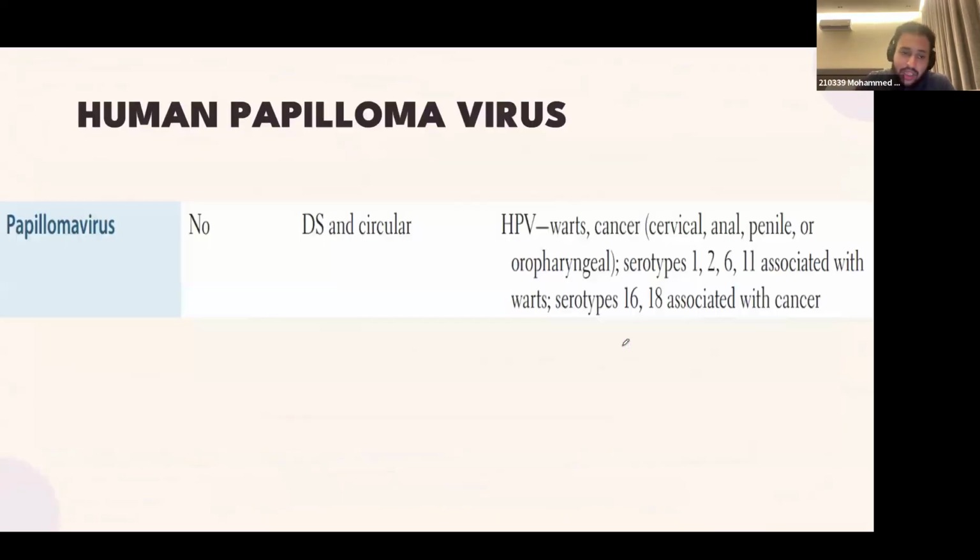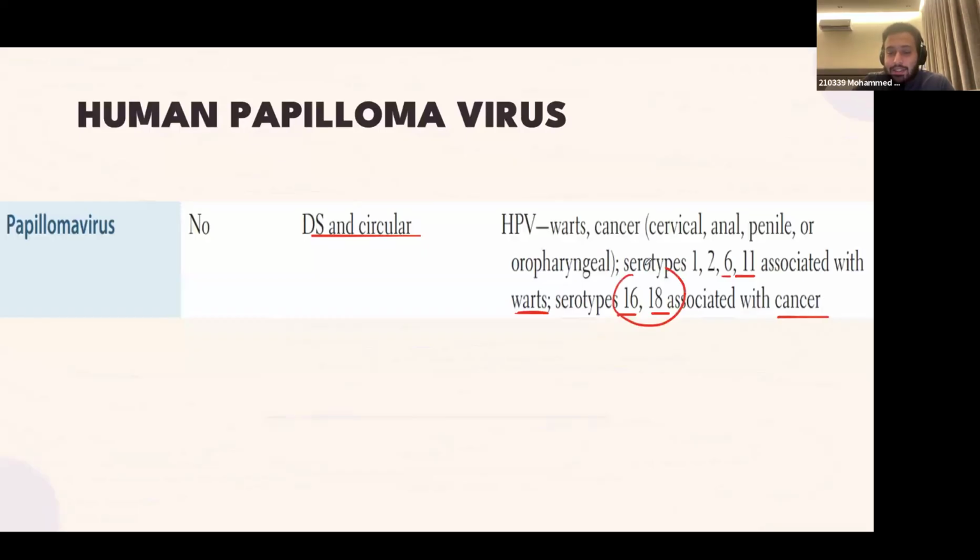Okay. Now, the most important virus or entity in reproductive is HPV. So HPV is a virus. It's double-stranded and circular. Now, this virus has many serotypes. The most important ones that I want you to remember: 6 and 11, then 16, 18. There's also 31 and 33. Now, 6 and 11 cause warts. 16 and 18 cause cancer.